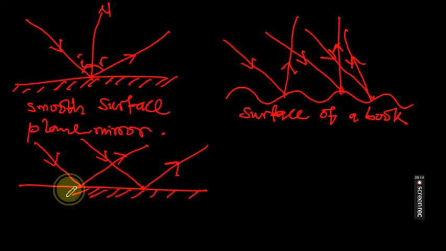So from this sketch, we can quickly come up with the two laws of reflection. The first one: the angle of incidence is equal to the angle of reflection. That is the second law of reflection. Then you can bring out the first one: the incident ray, the reflected ray, and the normal at the point of incidence all lie on the same plane. That is the first law, while angle of incidence equal to angle of reflection stands for the second law of reflection. Take note of that.